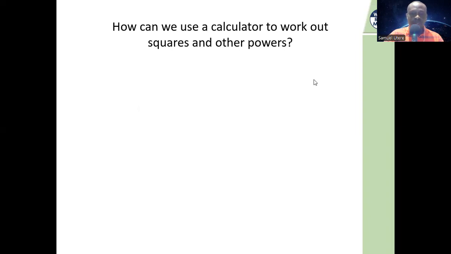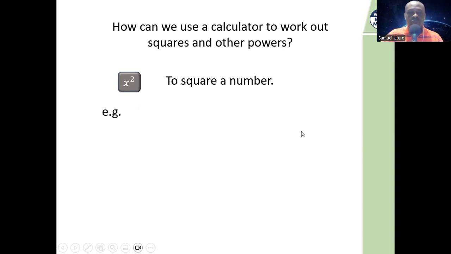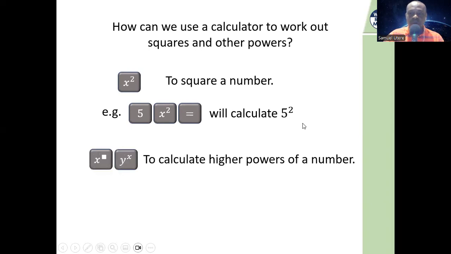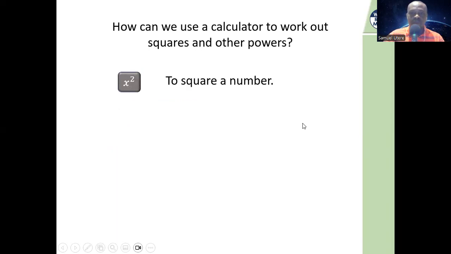To work out squares and powers, you'll have this button on your calculator. This is to square a number. Now, if you want to square 5, you type 5, you press this button, you press the equal sign, and that would work. It will calculate 5 squared. So if you were given a question like this to say, work out 5 squared using a calculator, or let's say it's a very large number, you could do it that way. Okay?